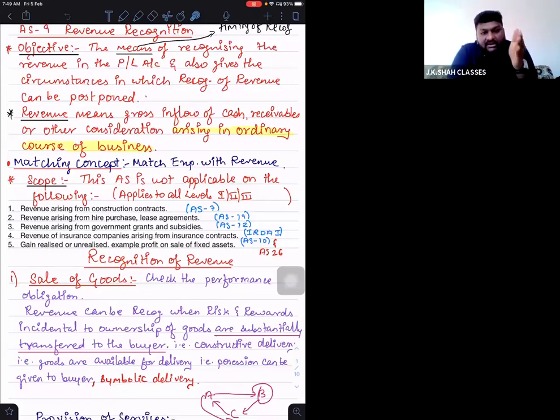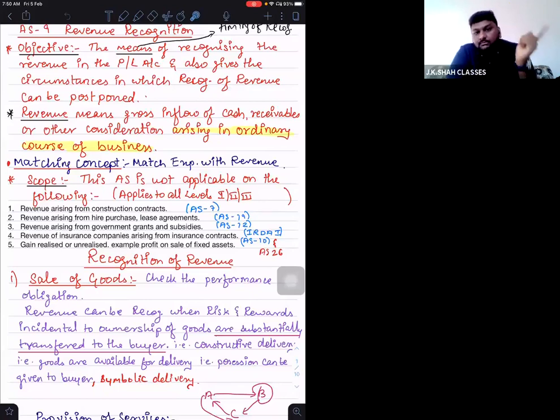Sir, whatever recognition criteria we're learning, whether with respect to goods or services, that condition has to be satisfied. Plus, the second mandatory condition is that at the time of raising the claim or at the time of sale, ultimate collection is certain. Because if there is an uncertainty, we cannot record the revenue.